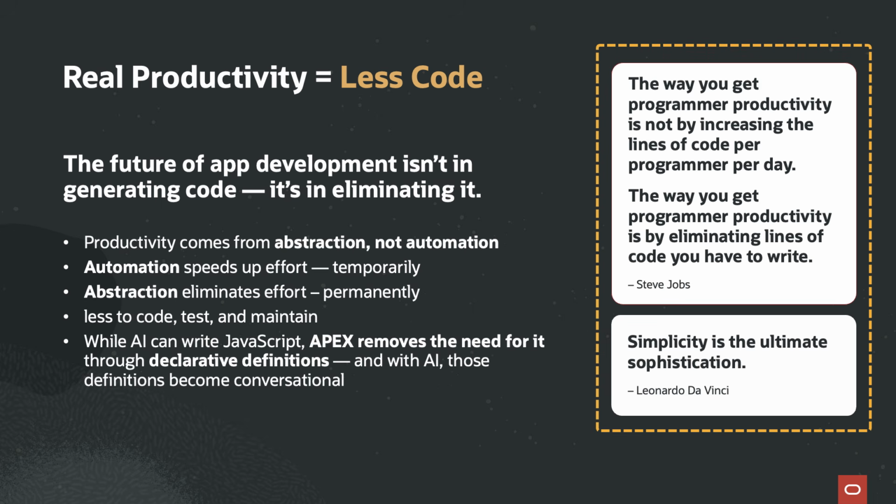While AI can write JavaScript relatively well, Apex removes the need through the declarative definitions that we have, through the approach of working with these world-class components. Sometimes you drag and drop, sometimes you start with the wizard like we did, or you use AI to help us, and then you go back behind the scenes and start making changes, which I will give you an example of in just a moment.